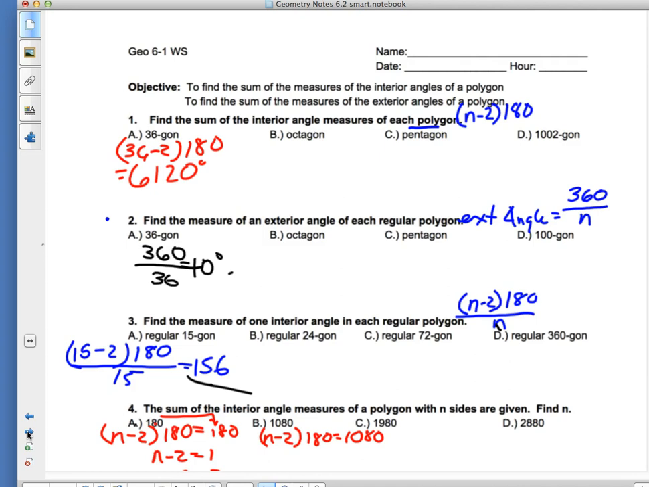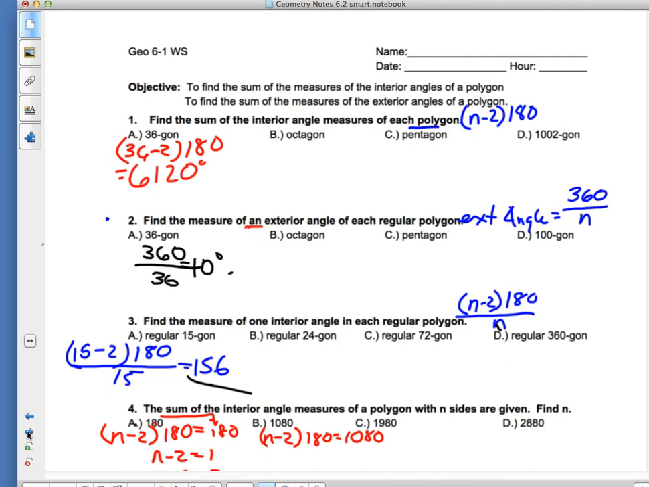Okay, so here's the thing. I have in blue up here the equation I'd use to find this answer. Okay, and number one, I have n minus 2 times 180. That gives me the total interior angle value of my polygon. And two, find the measure of an exterior angle of each. Find the measure of an exterior angle. This is kind of big, an exterior angle.